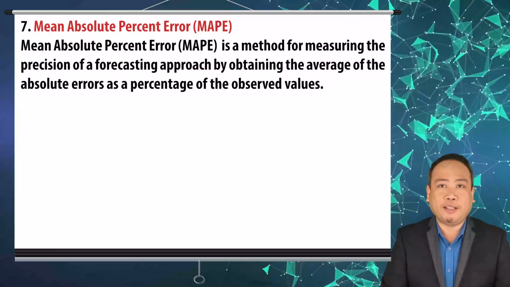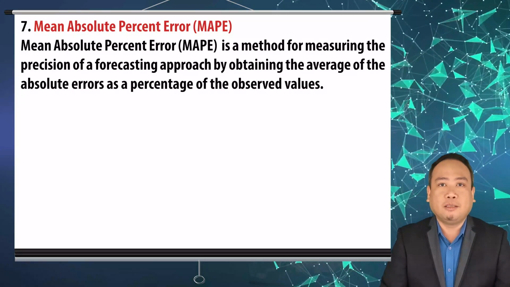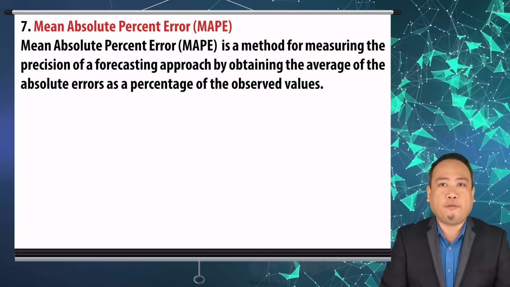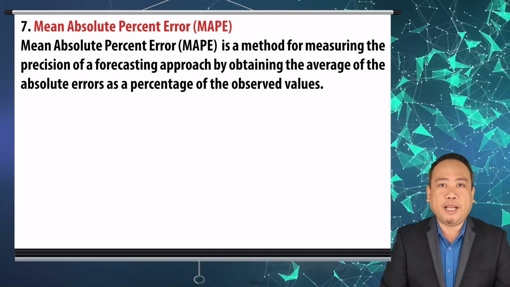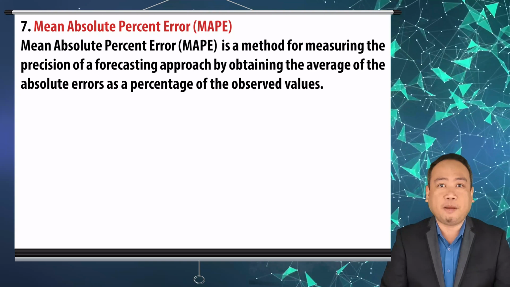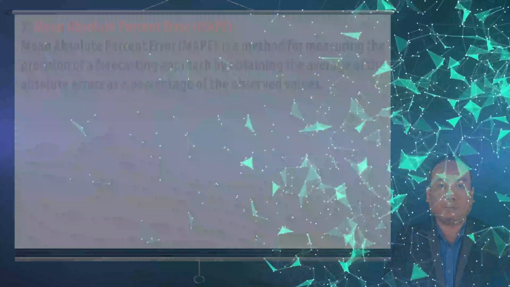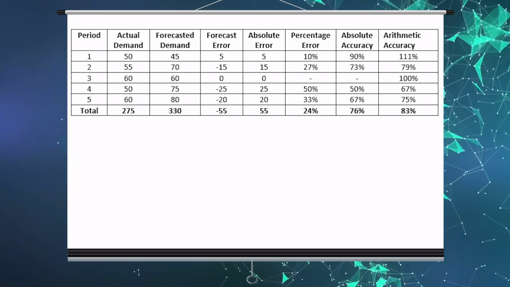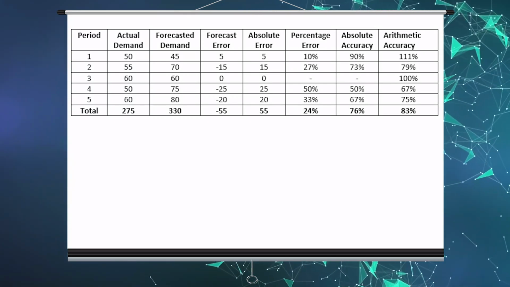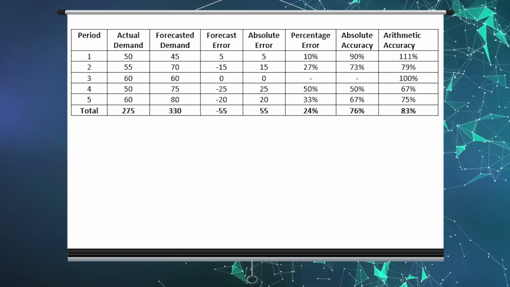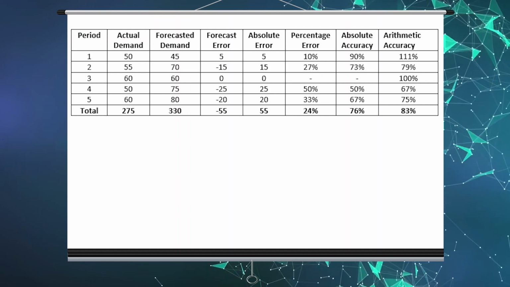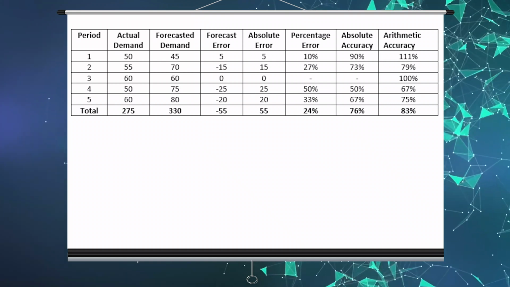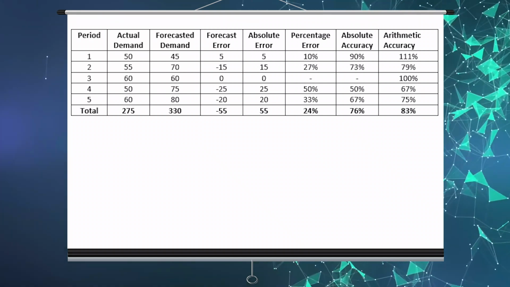Mean absolute percent error or MAPE. MAPE is a method for measuring the precision of a forecasting approach by obtaining the average of the absolute errors as a percentage of the observed values. In the shown table, there are 5 periods, and we have the actual demand, the values for the forecasted demand, also the forecast error, the absolute error, the percentage error, absolute accuracy, and arithmetic accuracy.